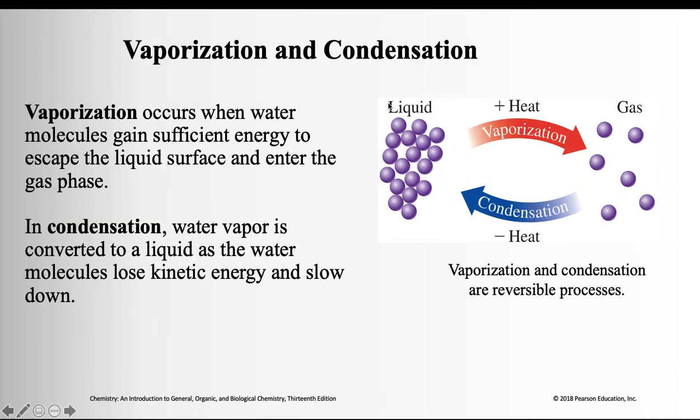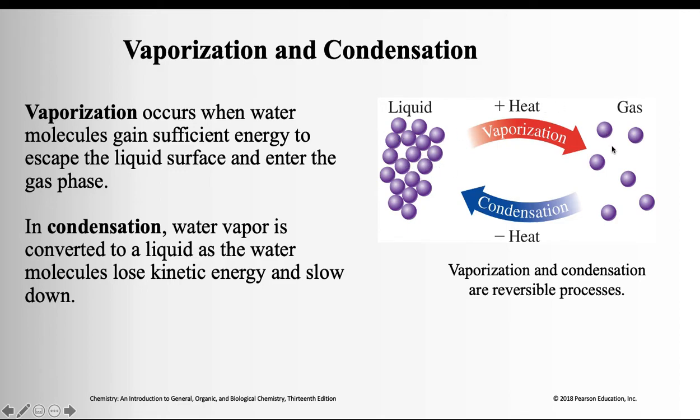The last two phase changes that are reversible processes are vaporization and condensation. During these phase changes, we're taking either the liquid into a gas or the gas back to a liquid. For the liquid to become a gas, its molecules have to gain enough energy to escape the liquid surface and enter the gas phase, meaning their kinetic energy has to increase. And for the gaseous phase, the molecules have to give up some of that kinetic energy to turn into a liquid.